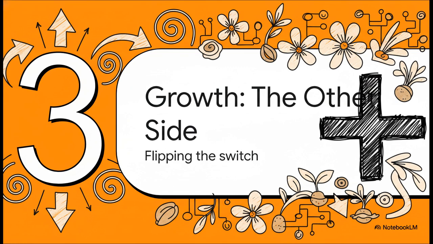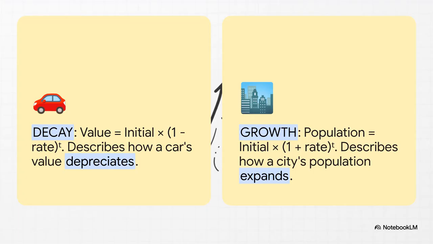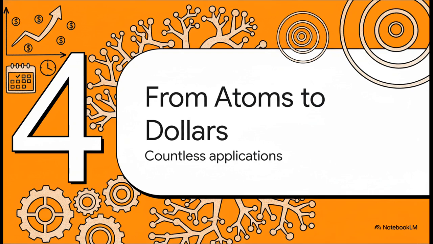But decay is really only half the story. So what happens if we take that little negative sign and we flip it to a positive? I mean, if subtraction makes things disappear, what can addition build? And just like that, the entire outcome flips on its head. By changing that one single minus sign to a plus, we shift from decay, like a car's value dropping every year, to growth, like a city's population expanding. It's the exact same logic, just running in reverse. Okay, so let's dive into that. Let's see how this one simple pattern pops up in all these wildly different parts of our world, from our finances all the way to our daily routines.